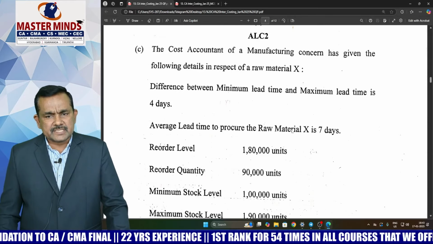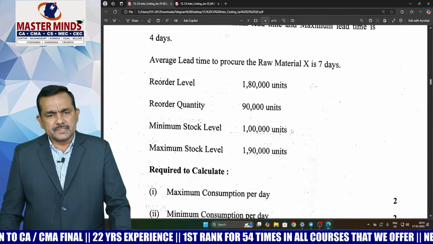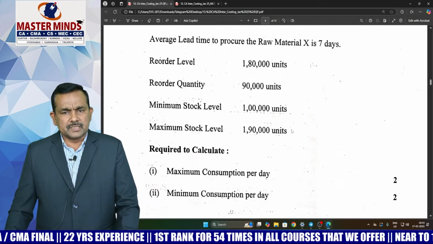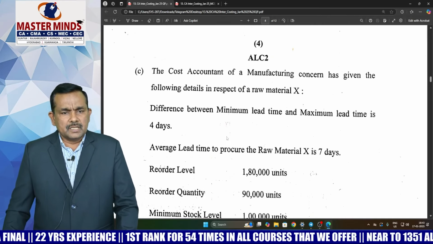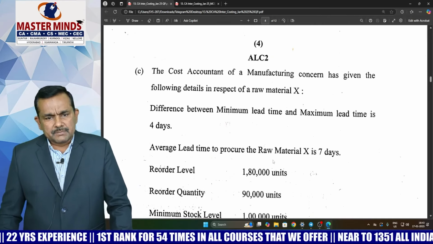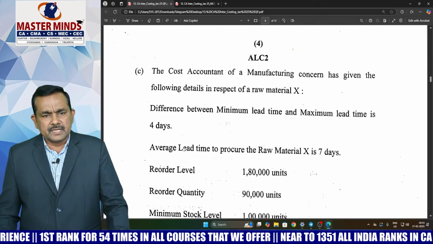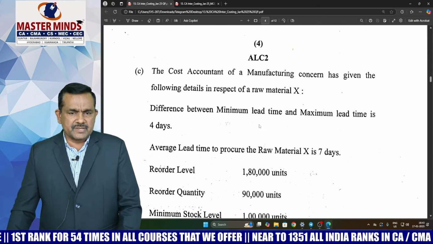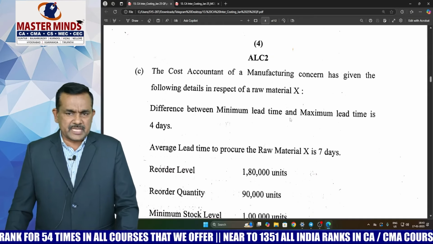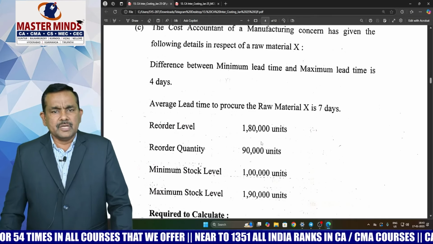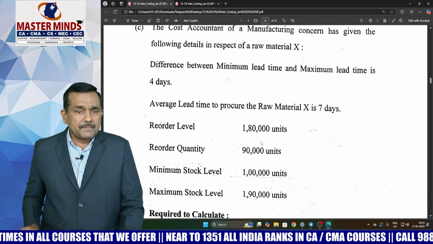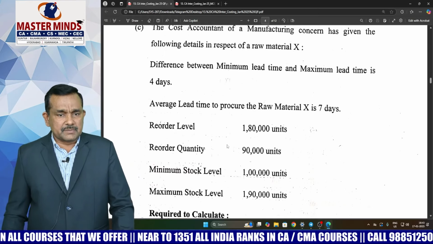Next, 1C, sir. This question is related to material cost, sir. So here the normal lead time, that is the average lead time, is 7 days, sir. So that is maximum plus minimum by 2 equals 7. Next, the difference between maximum and minimum is 4 days, sir. So solve the equations, and we will get the maximum lead time, minimum lead time, and normal lead time.